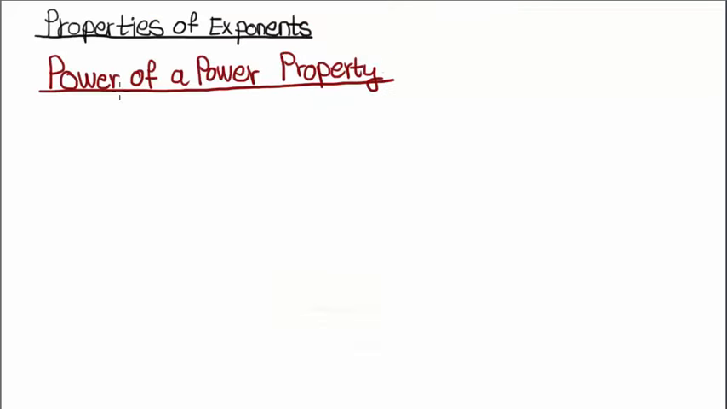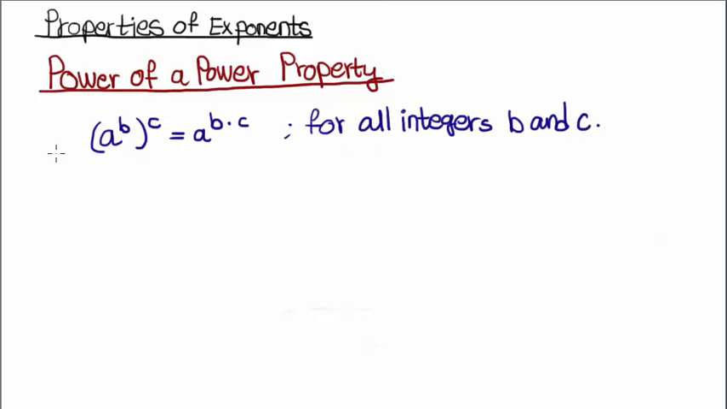The power of a power property is again quite simple. If you have something such as a to the power of b, and you're raising this whole exponent term to another power of c, this right here is the same thing as saying a to the power of b times c. And again, this works out for all integers b and c. So what do I mean by this? Well, let's just do a few examples.